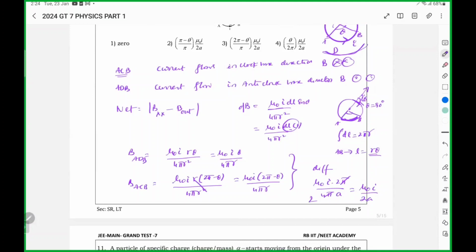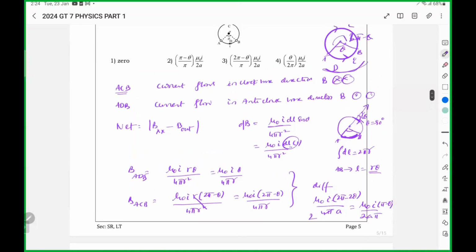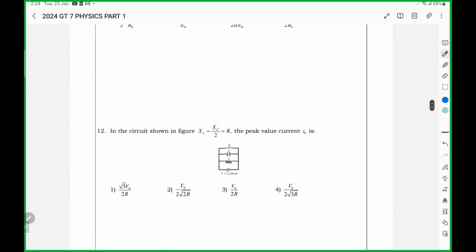Here it is angle also there, right? 2 pi minus theta minus theta. So I think the difference will be, sorry, it does not get cancelled out. It is 2 pi minus 2 theta we get. That is mu naught I pi minus theta by 2a pi. Suitable option, second option.